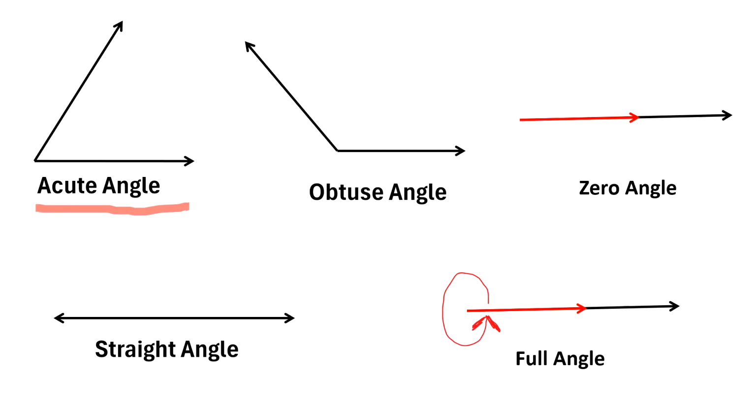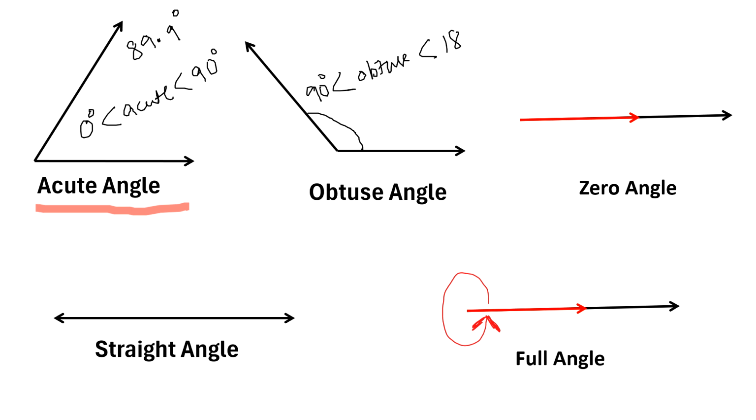Next is acute angle. This acute angle is always more than 0°. Okay, acute angle is more than 0° but less than 90°. That means even if you are having an angle of 89.9°, it is still an acute angle. Okay, and moving on, we have got obtuse angle. This obtuse angle is more than 90°. Okay, it is more than 90° but less than 180. Then we have got straight angle. Straight angle here is always 180°.